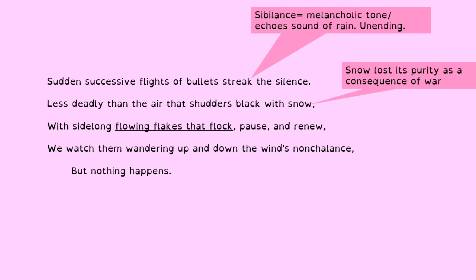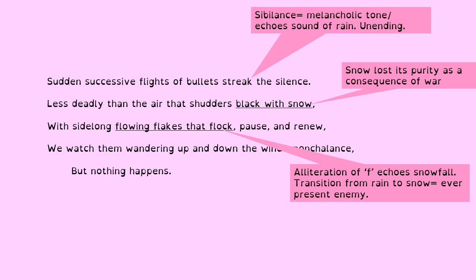And now we're moving on to a different type of weather. We're moving on to snow. So we've had wind, we've had rain, now we're having snow. It shows the relentlessness of the weather that these soldiers are having to put up with. However, this snow is described as black with snow, which could suggest that the snow has lost its purity, perhaps as a consequence of war. So even the weather is subject to being defiled by the war.